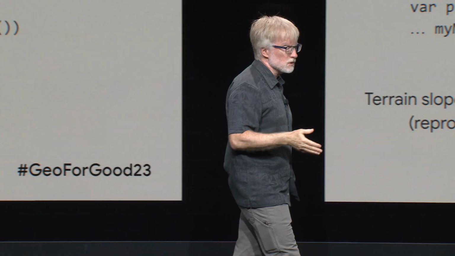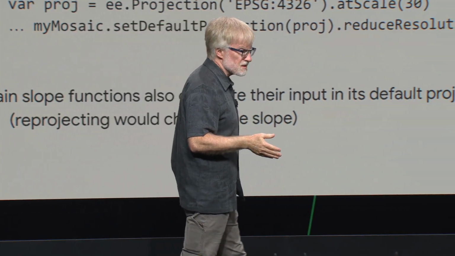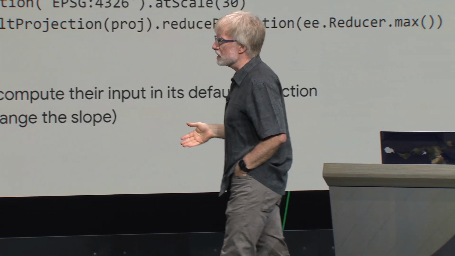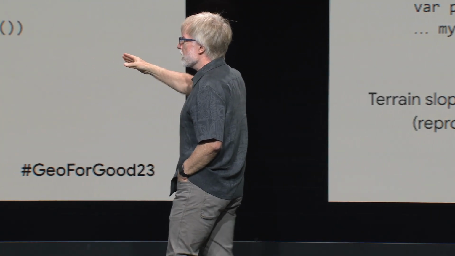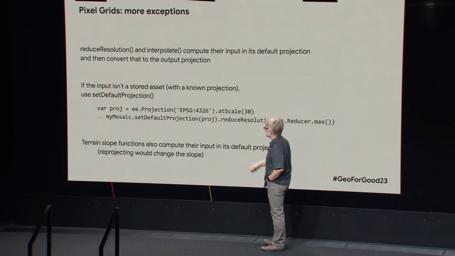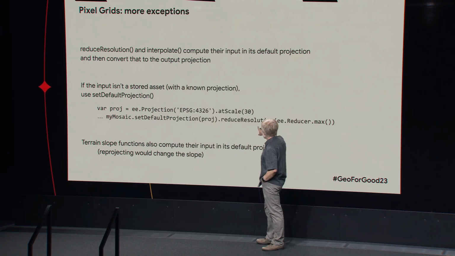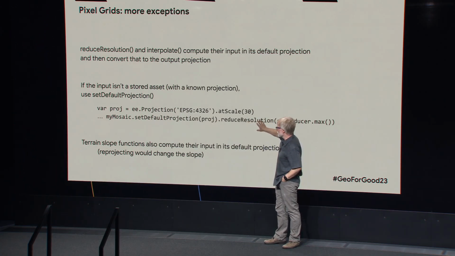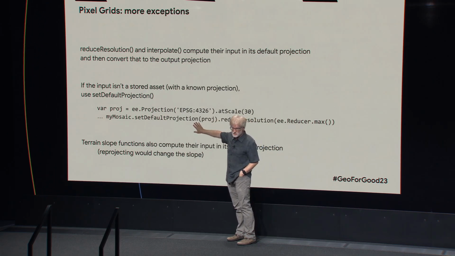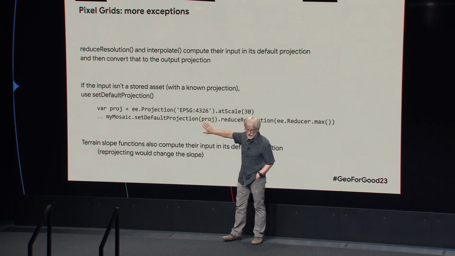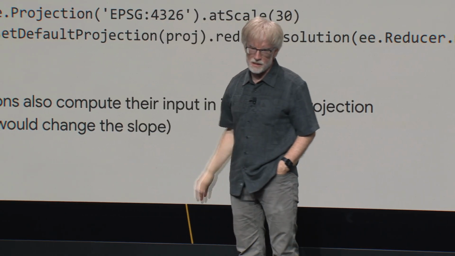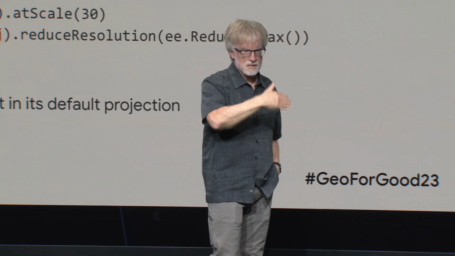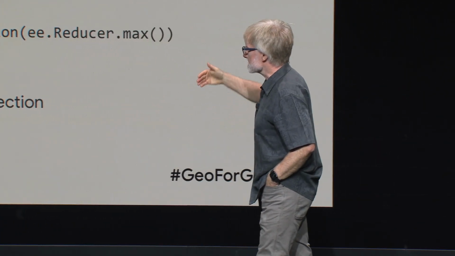And since I just told you a lot of the time you can't trust the default projection, that should set off alarms. And you should be alarmed. The way around that is this algorithm called set default projection. So anytime you're calling an algorithm like reduce resolution or interpolate, and the thing you're passing to it isn't a stored image, again, I strongly recommend that you be sure you know what projection it's going to be evaluated in. And the way to do that here is with set default projection. All right, so it's two steps: set the default projection on the image, and then reduce resolution or interpolate or whatever on it.